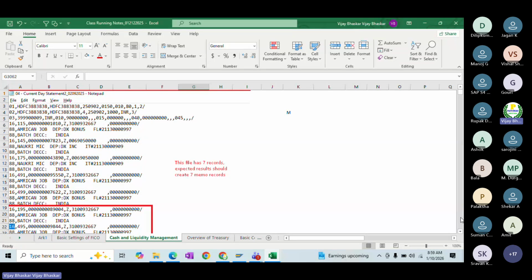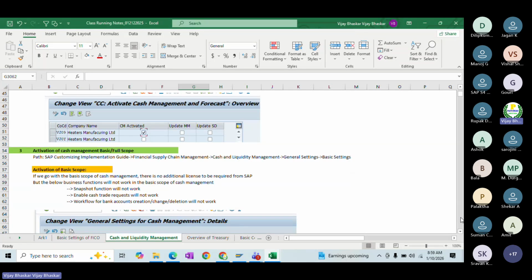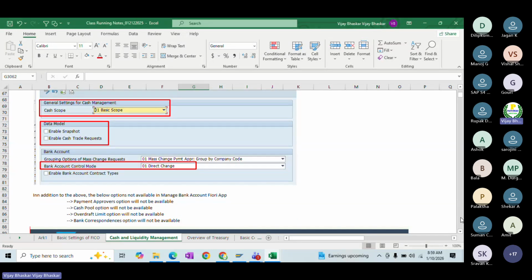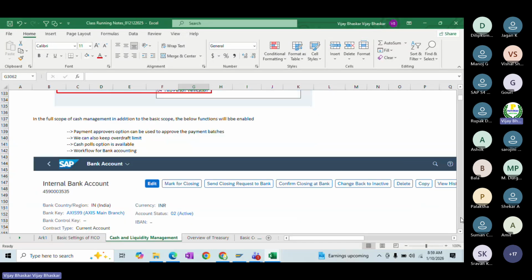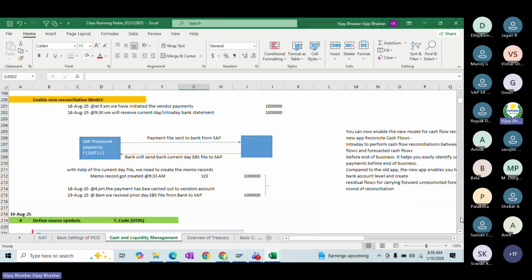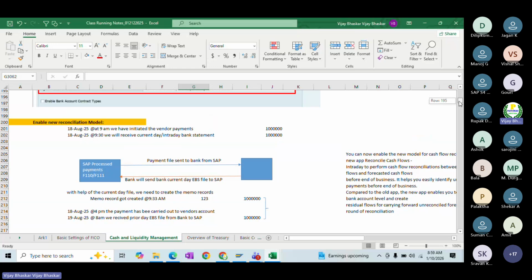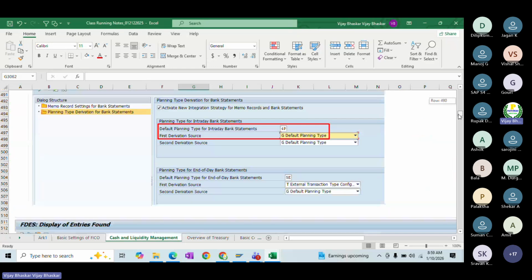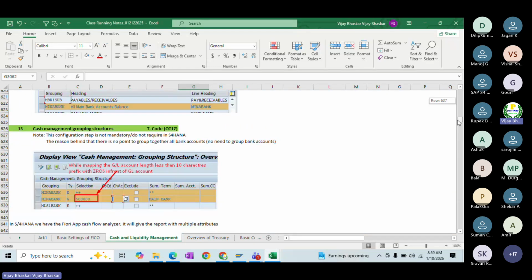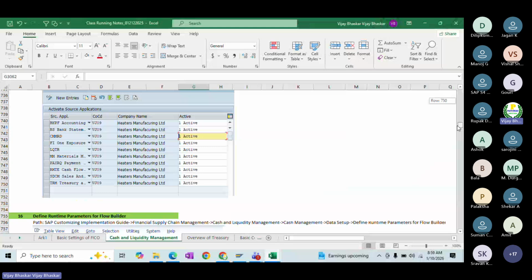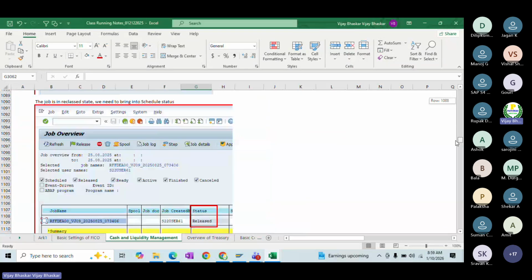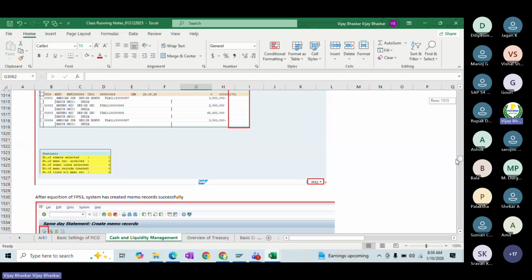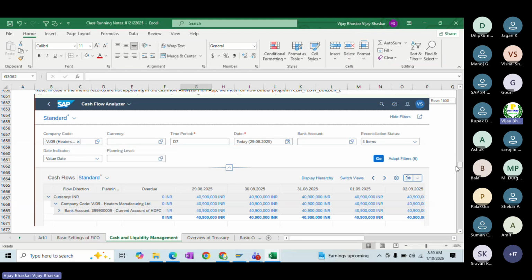You can see that each and every configuration step has been captured in a screenshot, with the explanation given. Especially cash and liquidity management itself has taken around 25 to 30 sessions. You can see the configuration, what the input is, and what the output is. This is the way each and every topic will be taken care of in the sessions.